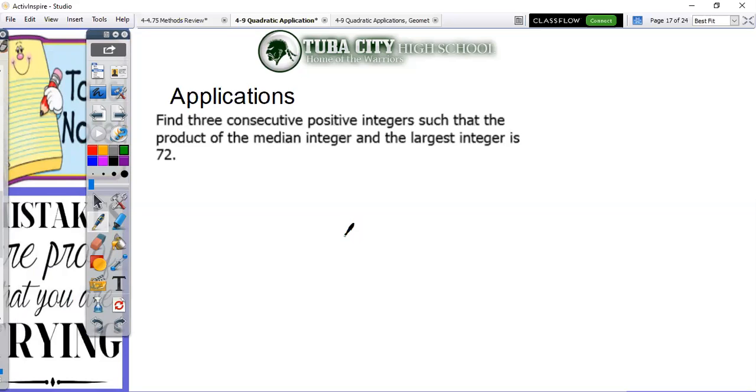Find 3 consecutive positive integers such that the product of the median integer and the largest integer is 72. All right, so median in this case is the middle number. So 3 consecutive positive integers. Now, it doesn't say even or odd, so this means it could be something like 1, 2, 3, or 2, 3, 4, and it could also be 3, 4, 5. Consecutive is still one after the other. They are positive, and we don't need to worry about odd or even.